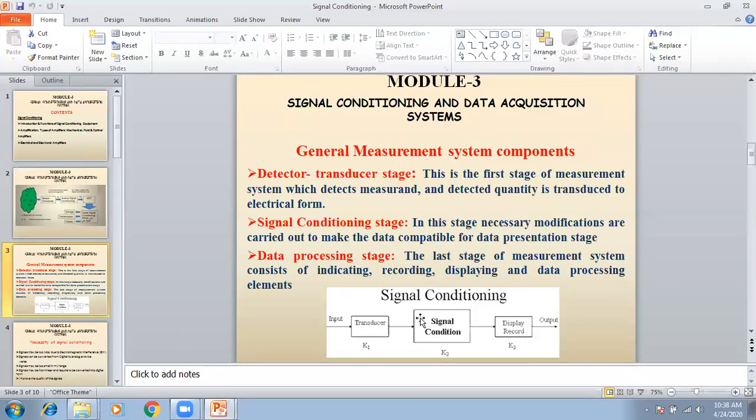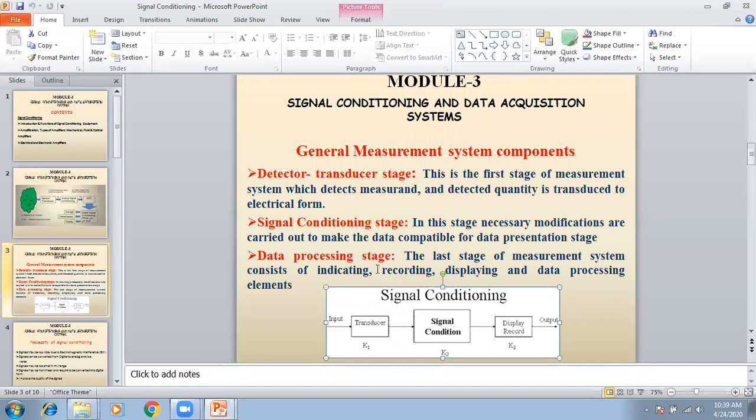Right. So after that, a signal conditioning stage. What it does here is, again, the necessary modifications are carried out in this stage. That means I need to filter some quantity, I can do the modulation, I can attenuate the signal. So all these things will be carried out in the signal conditioning unit.